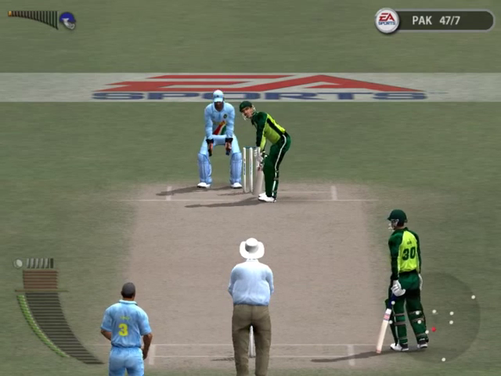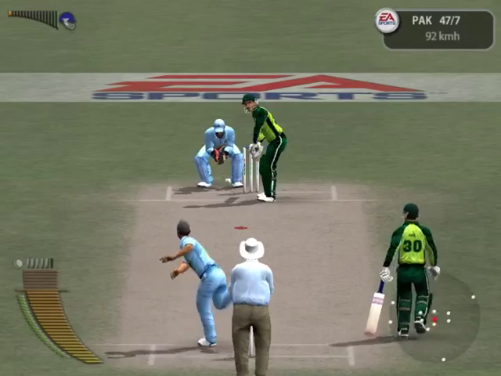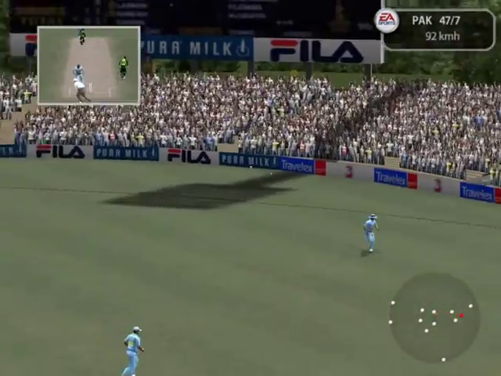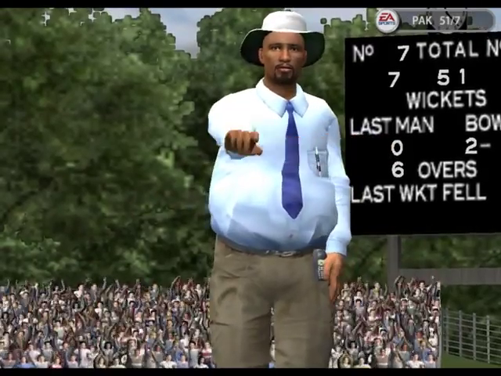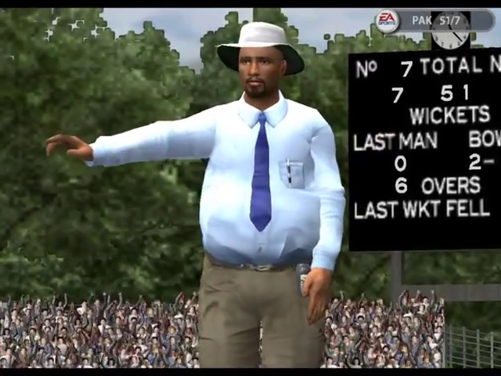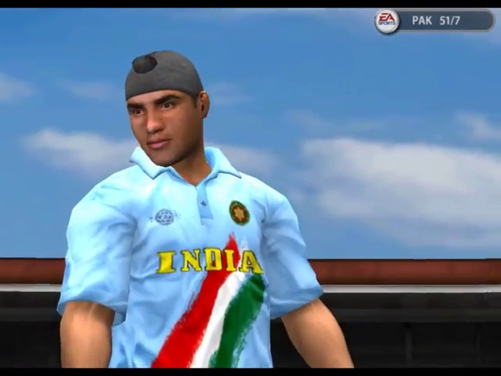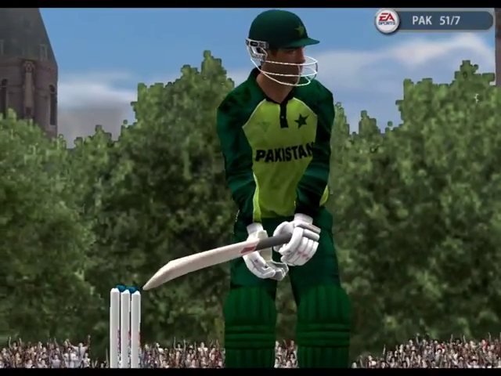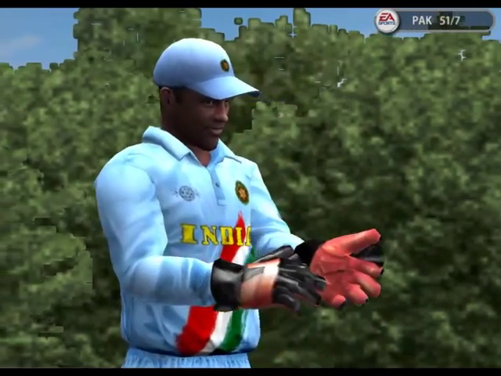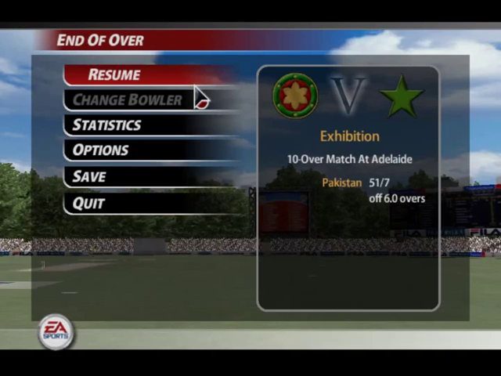Kamran Akmal waiting at the striker's end. Play it away with comfort. Agaka sprinting along the boundary. 4 runs to Kamran Akmal. He found the gap with precision. He picked his spot well there, a glorious bat. See the action replay of that.